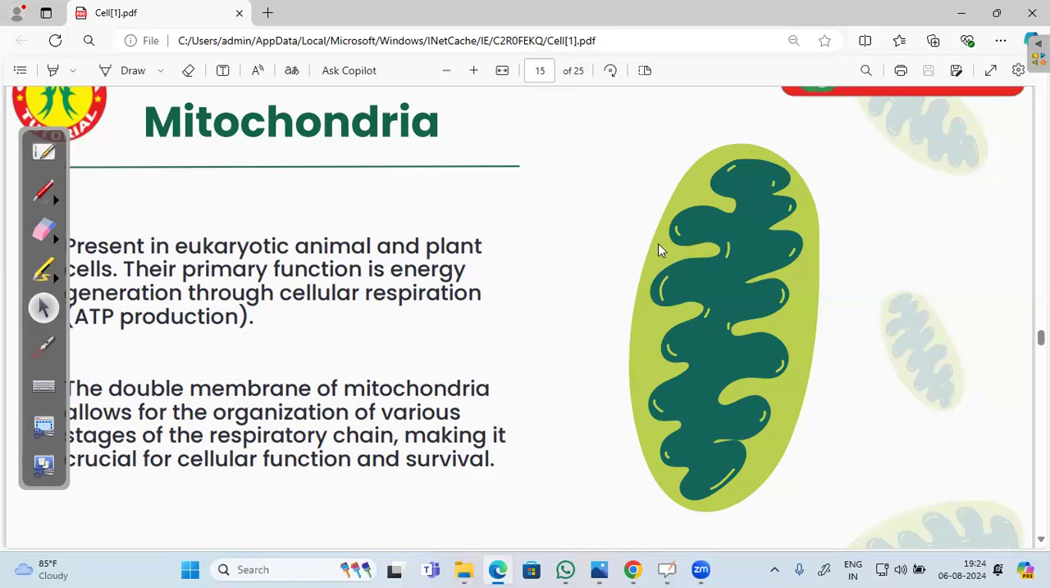Here also you find your matrix and the lamella. Then you also find the DNA of the mitochondria, which is located inside it only. You have some F1 particles which perform the process of respiration. The double membrane of the mitochondria allows for the organization of various stages of the respiratory chain.